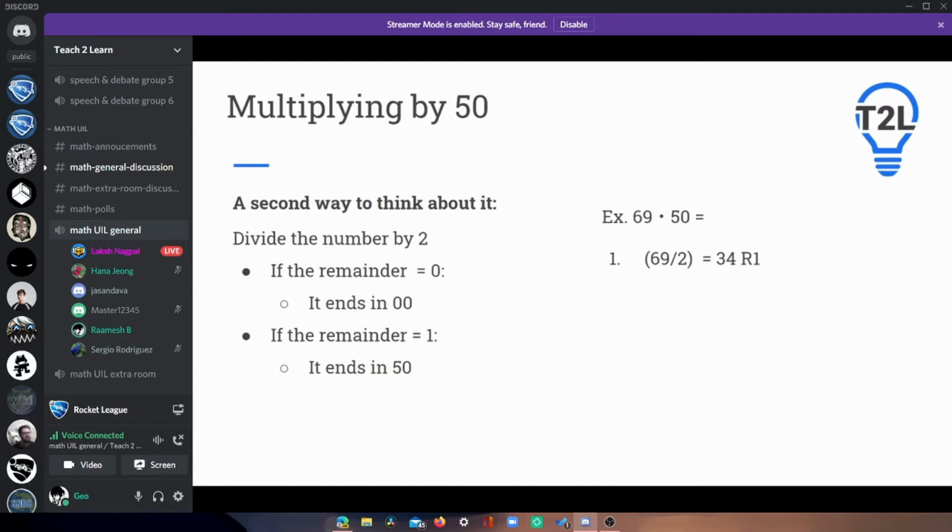Also note that this method also works with 5s, except it would end in a single 0, and then if the remainder is 1, it would end in just a 5.